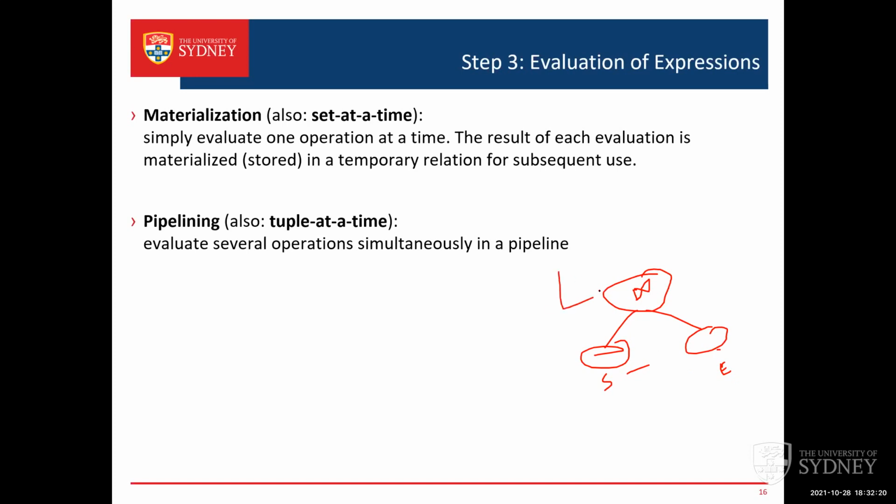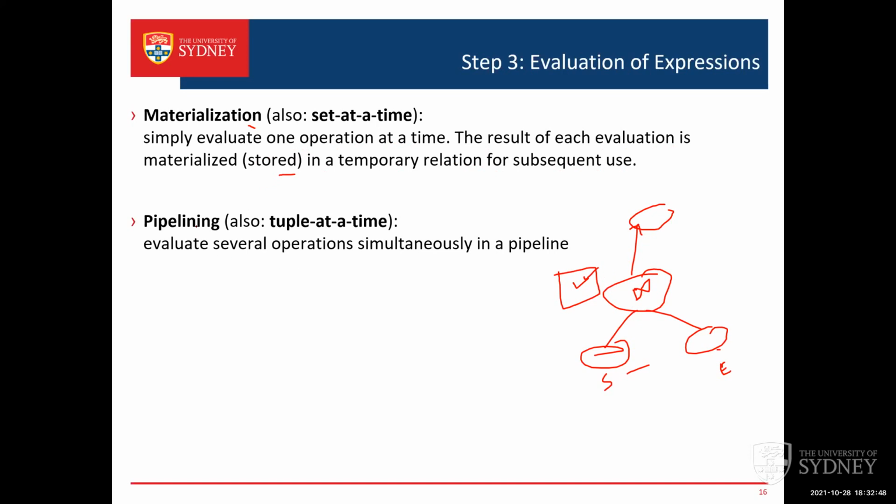Right? So I need to store that table in here and then push that table on the top of its current level. So we'll push it to its parent, and there we might have some other operator that will be evaluated on that. So that is the first step, that simply evaluates one operation at a time. The result is stored in a temporary relation for subsequent use. Or whenever we need, we can simply use this one.